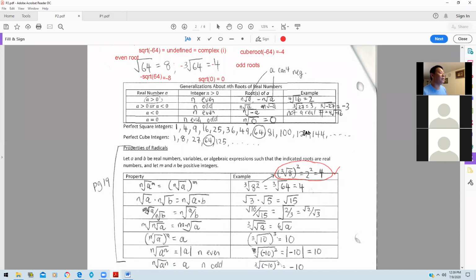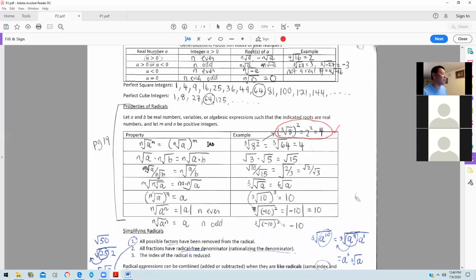Okay. And these are your perfect squares that we just did. I circled the 64 because if you count from the beginning to the end, 64 is the 8th one. So that's why the square root of 64 is 8. And for cube root, you got 64. If you count from the beginning, 1, 2, 3, and 4. So that's why this is 4 in this case. This is what we call perfect squares and perfect cubes, which is quite important.